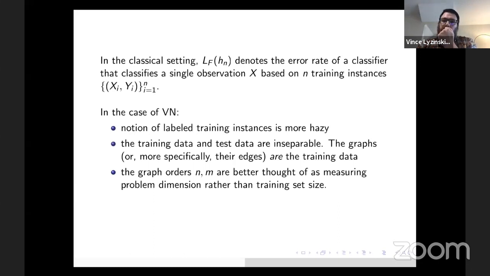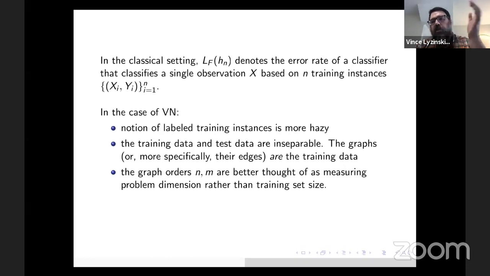In some sense, n is the size of the first network and m is the size of the second network. Rather than think of this as the training set size, think of this as measuring some notion of problem dimension, because the idea of training here is a little bit hazier. We have spent a fair amount of time trying to jam this into the classification framework, and we haven't been able to quite make sense of that yet.